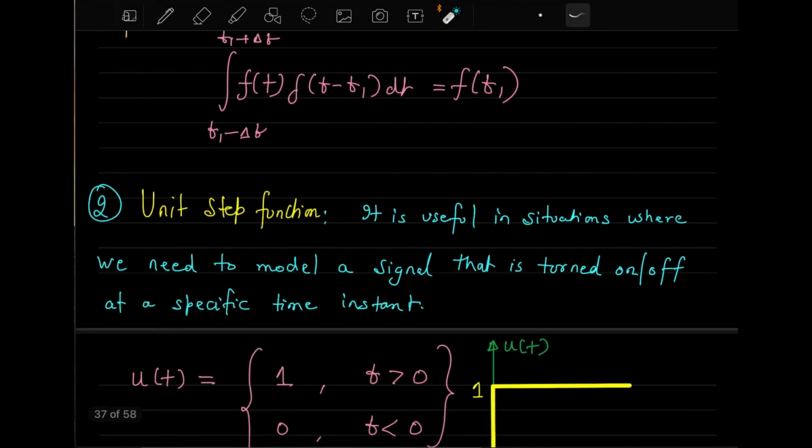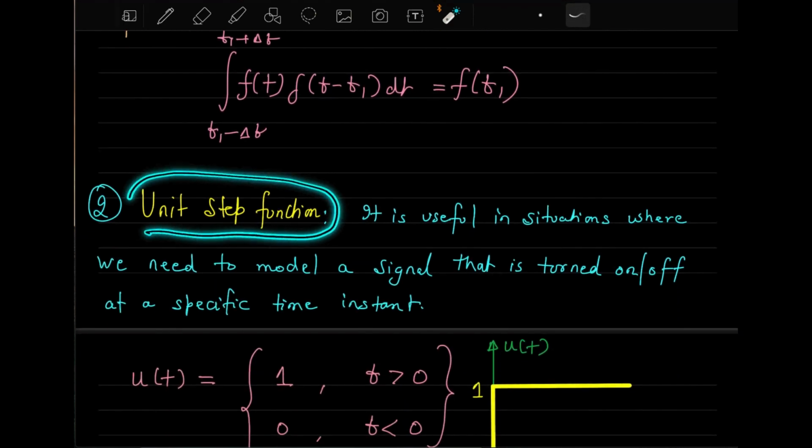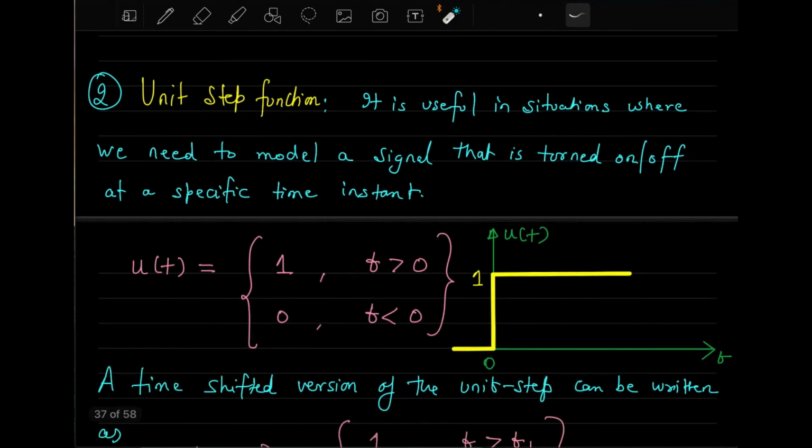The second one that we will discuss is the unit step function. Unit step functions are useful in situations where you want to model a signal which can be turned off or on at a specific interval of time. So if you want to turn on the signal or turn off the signal at a specific instant of time, you can use unit step functions for that. The unit step function is basically defined like this, where you have u(t) given as 1 for t greater than 0 and 0 for t less than 0. So this is the definition of the unit step function, and it can be represented like this.